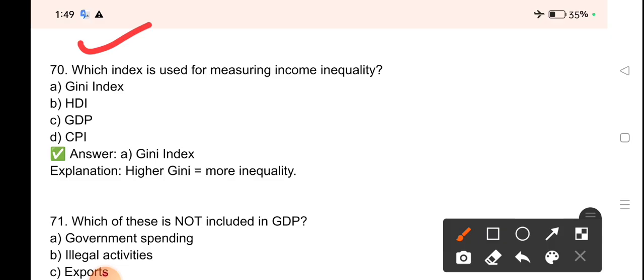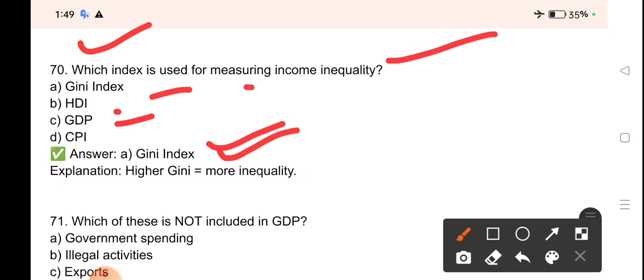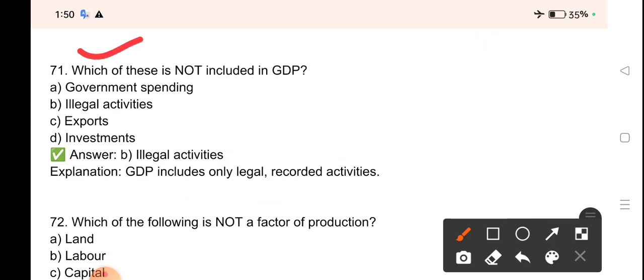Which index is used for measuring income inequality? Gini index, HDI, GDP, CPI. Gini index. The Gini index is used for measuring income inequality. Higher Gini, more inequality.